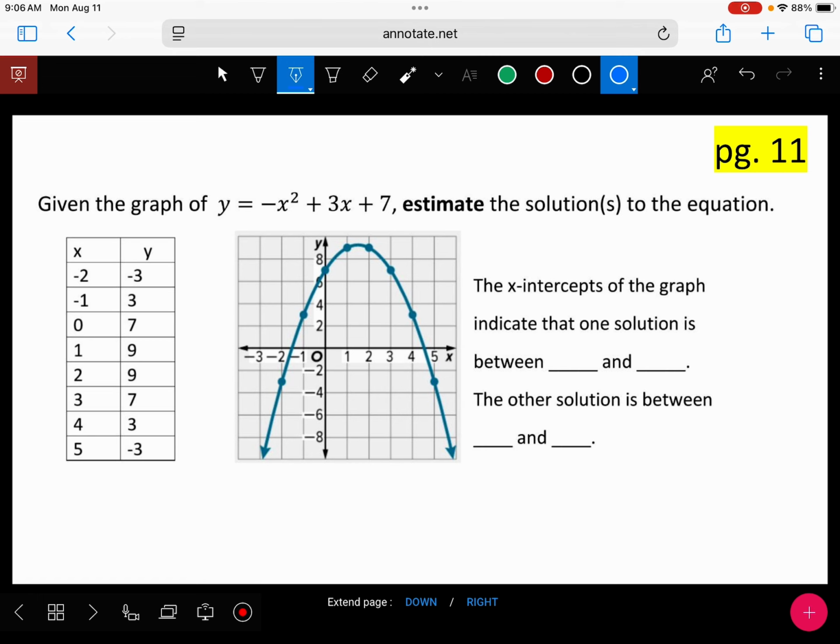All right, so now let's go to page 11 in your notes. And we're going to talk about estimating the y-intercept. So when you're looking at a graph, you're going to tell me where it crosses the x-axis, okay? Sometimes, though, it doesn't cross at a point, an exact number. It crosses in between, okay?